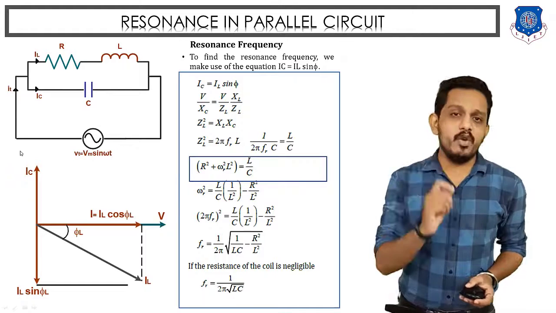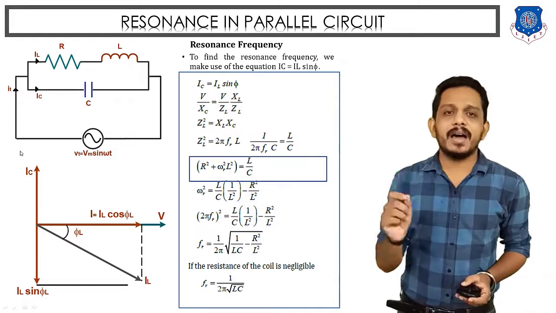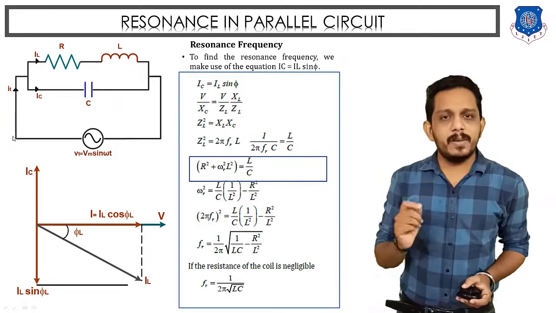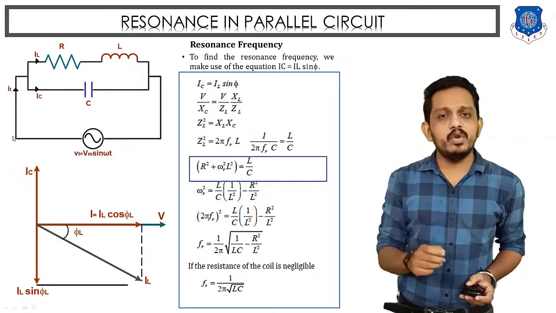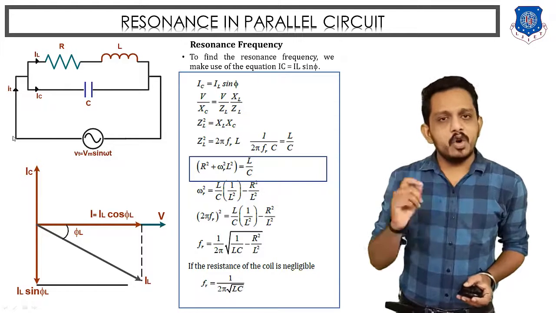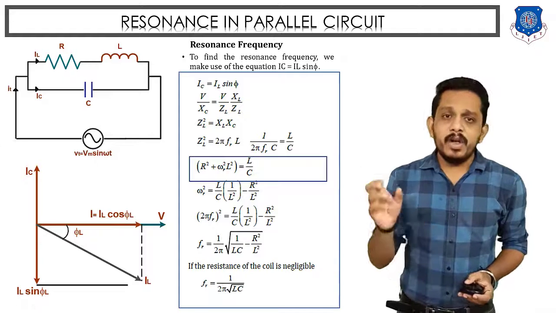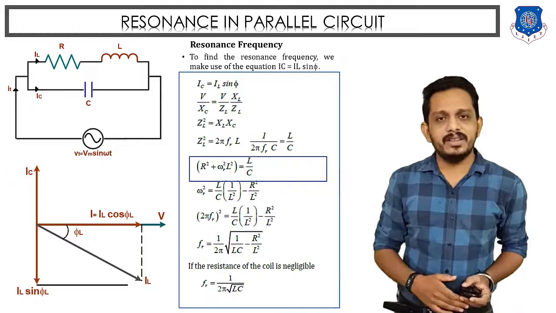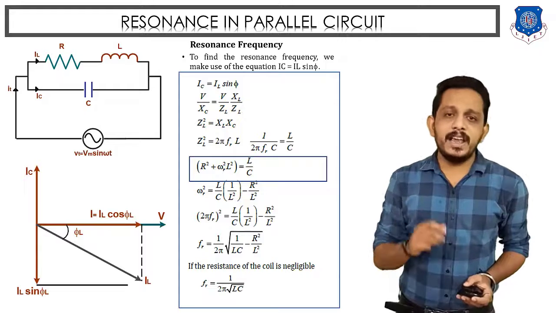To find the resonance frequency, we still have one term, that is ZL. So let's put the value of ZL in this equation, because we know that ZL square is equal to R square plus XL square. So we can directly put R square plus XL square here, and instead of XL square we can put omega L square, or omega square L square. So now we have the equation as R square plus omega square L square is equal to L by C. If omega square L square is on one side and R square is taken to the other side, then omega square L square is equal to L by C minus R square.